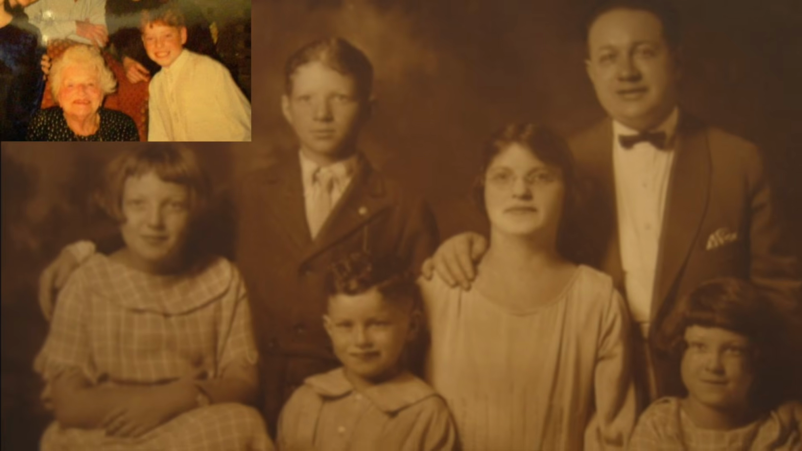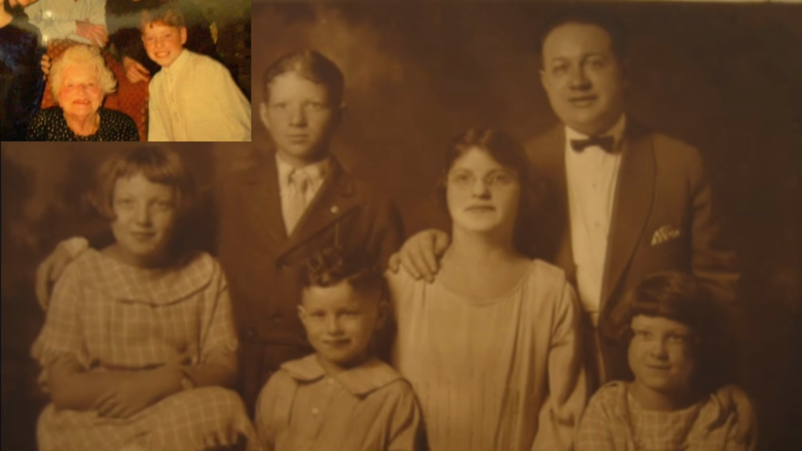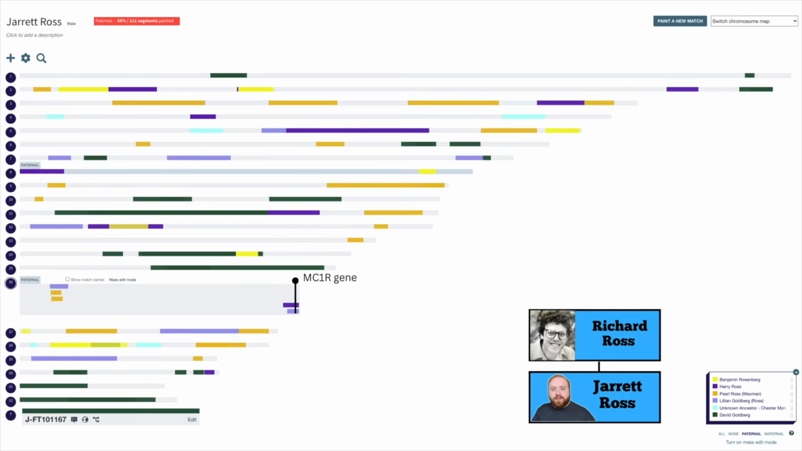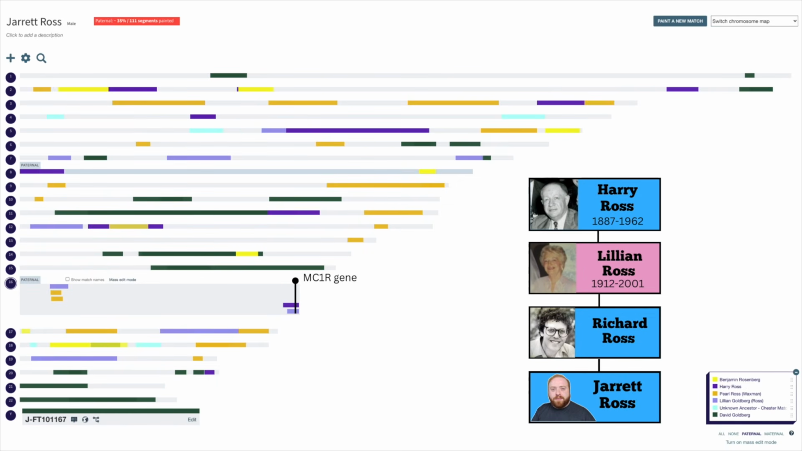Not only do I know that it is through the paternal grandmother thanks to visual phasing, but I was also able to paint my 16th chromosome in the spot where the MC1R gene is located, and that DNA comes from my paternal grandmother's father, Harry Ross. And this was actually quite interesting for me because it wasn't what I expected. Everyone in my family growing up always talked about how my great grandmother Pearl, Harry's wife, was the one who had red hair.